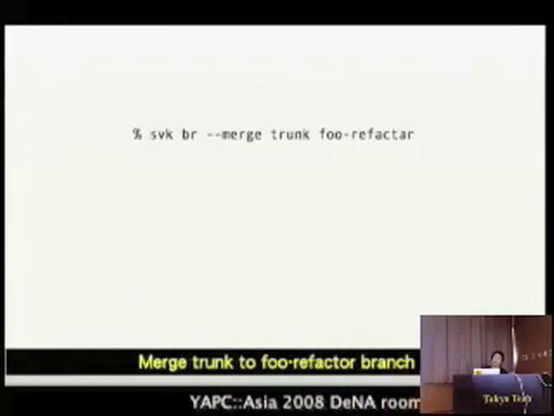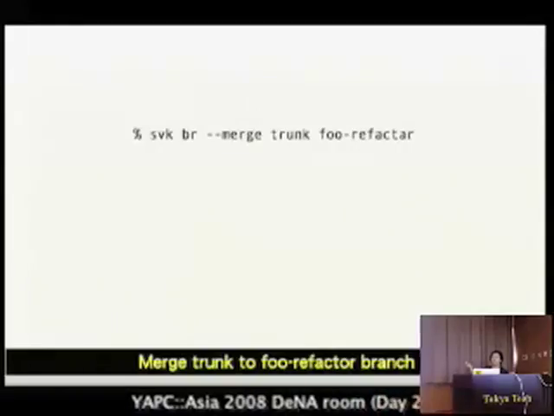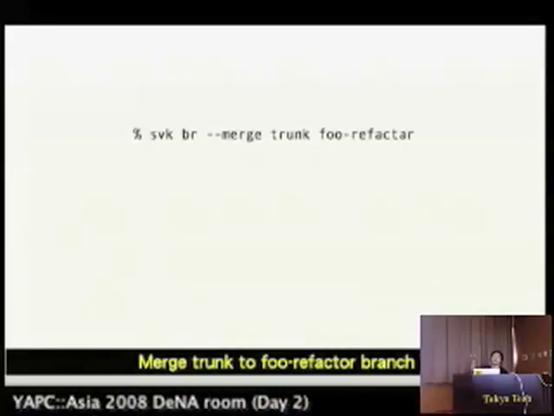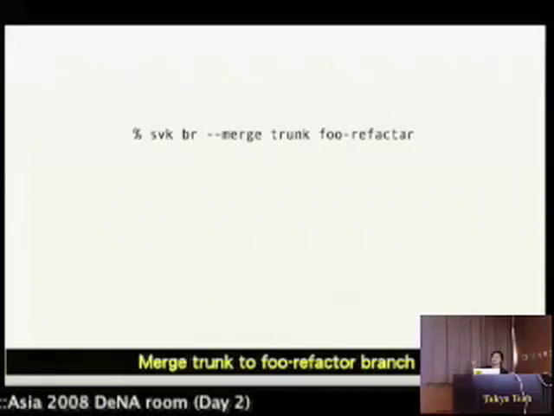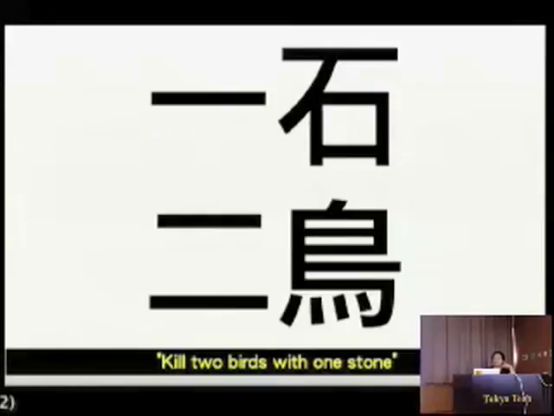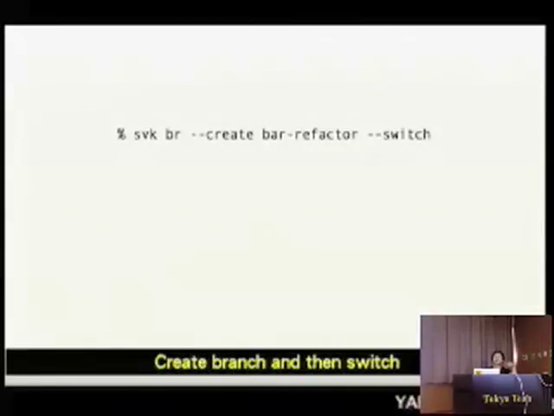And when you want to do the merge, it's similar. You say br merge from trunk to full refactor, which is similar to the smerge command that you saw earlier, but with less typing. So you might think, this is just syntactic sugar, right? But it's a little bit more. You can do two things in one go, which makes things easier. For example, create a branch and switch over, which is a very common operation.